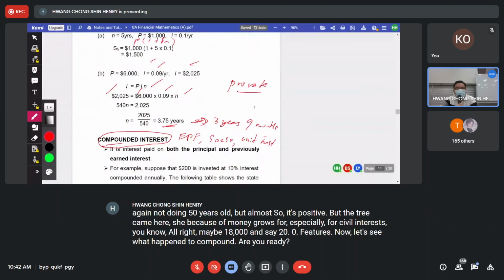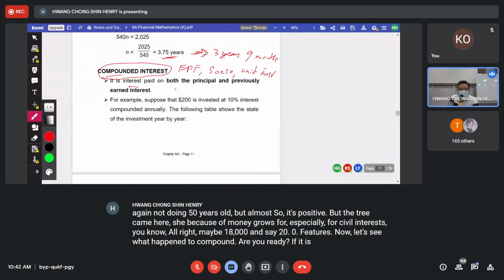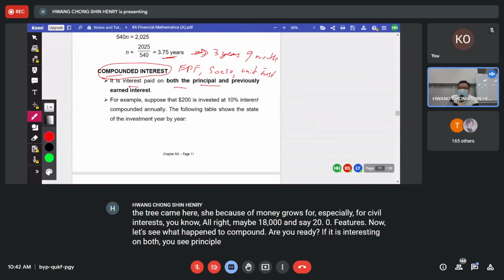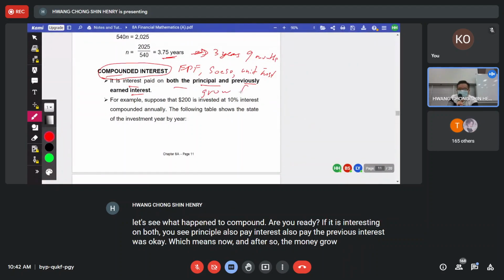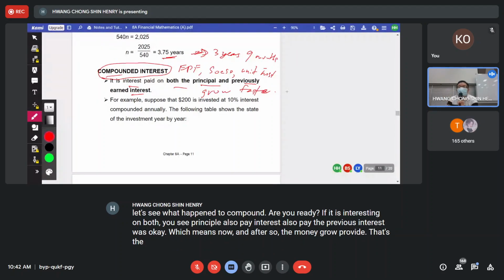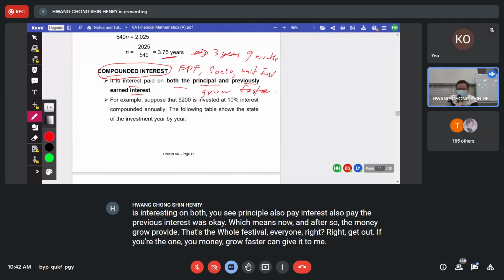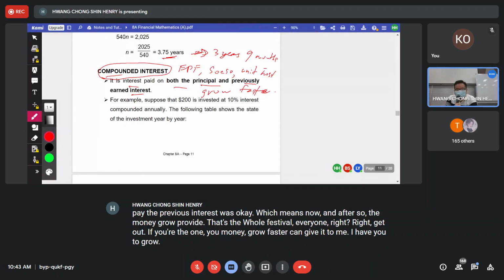Now let's see what happened to compound. Are you ready? Okay. It is interest paid on both. Principal also paid, interest also paid. The previous interest also paid, which means now you earn faster. So the money grows faster. Who wants the money to grow faster? Everyone, right? If you don't want your money to grow faster, okay, give it to me. I help you to grow. I'm joking.